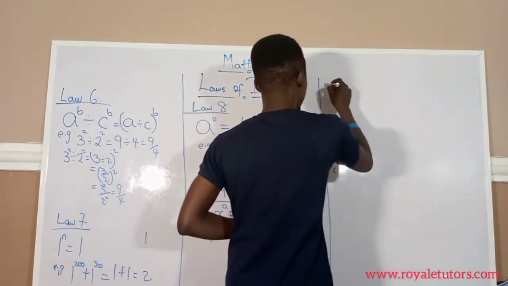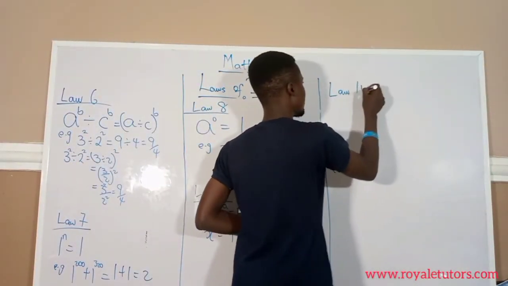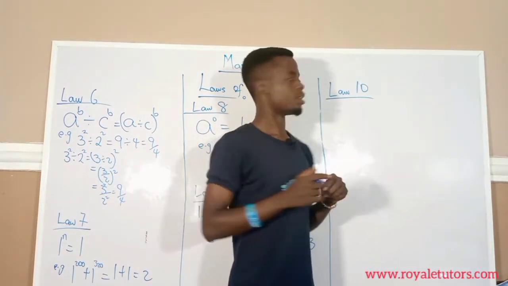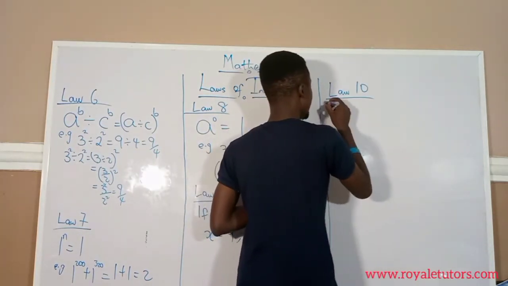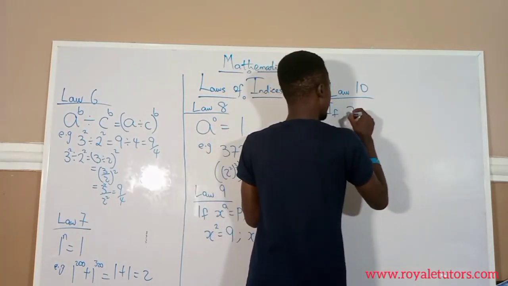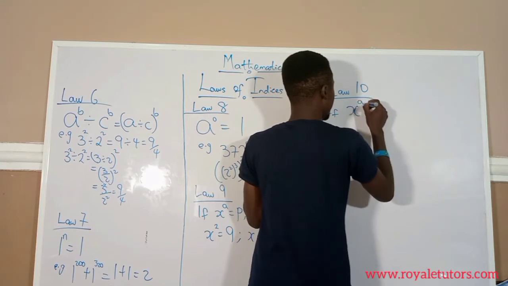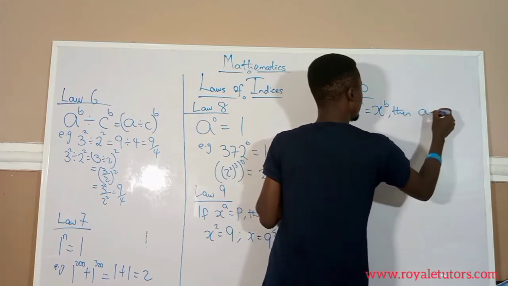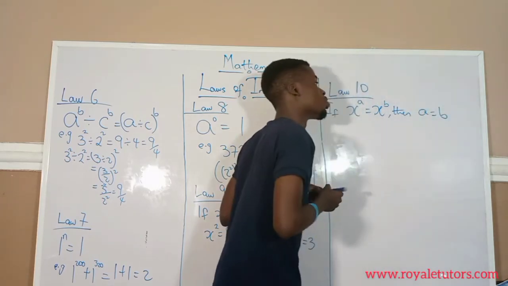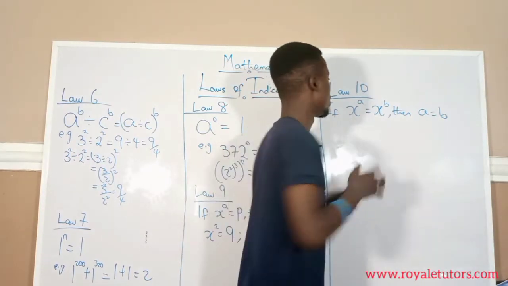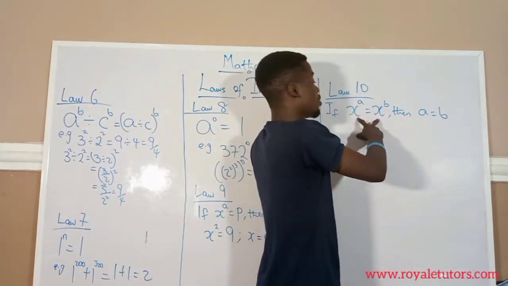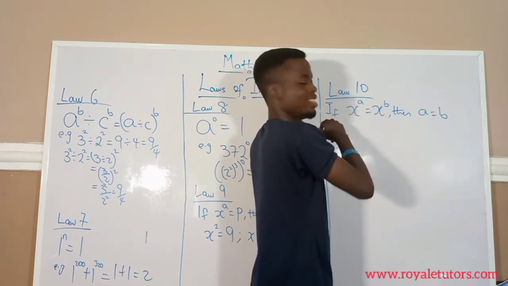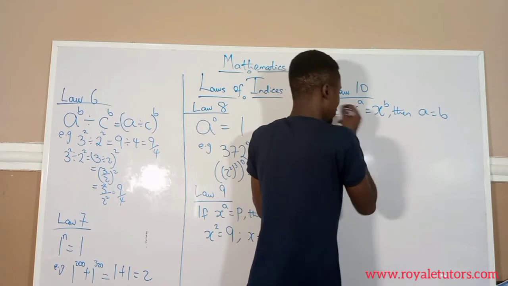Another interesting one, which we have as law 10. I mentioned that there are other ones, but I'm going to give us 10. So another one that we have is, if x raised to power a is equal to x raised to power b, then a is equal to b. Yes, I mentioned what base is and what power is. Whenever they are equating themselves and you have the bases to be equal, x and x, you can always equate the power.